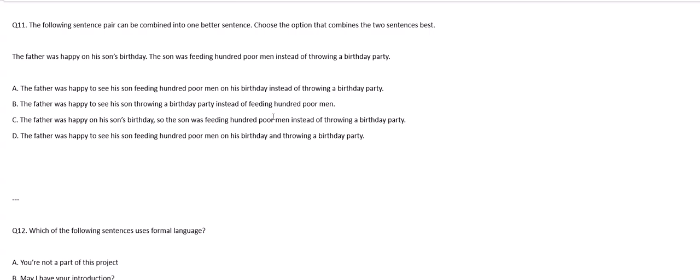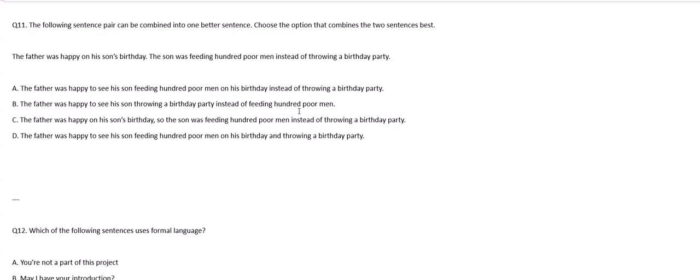Here a pair of sentences is given, and we have to combine them into one better sentence. Whenever a question is given, first of all we have to go through the sentences and clearly understand what they are telling. The father was happy on his son's birthday. The son was feeding 100 poor men instead of throwing a birthday party.